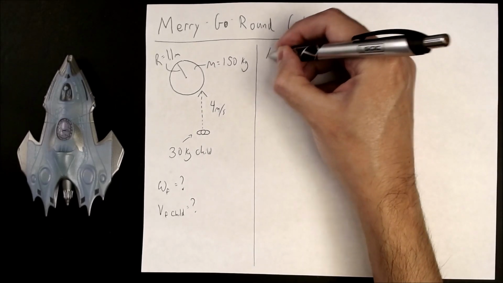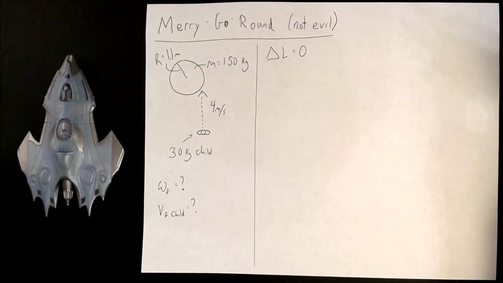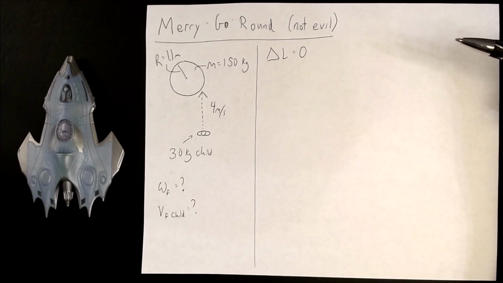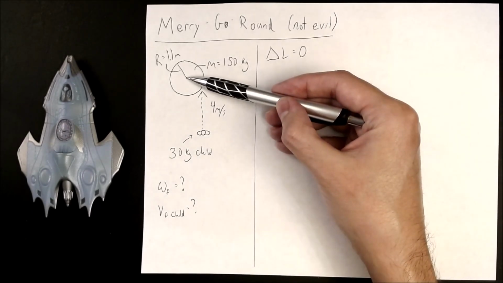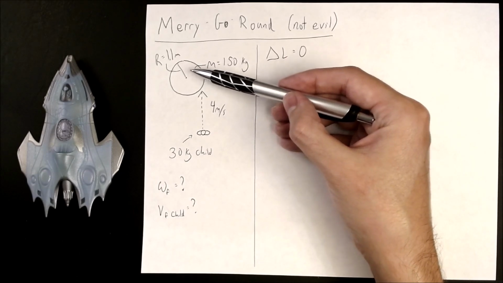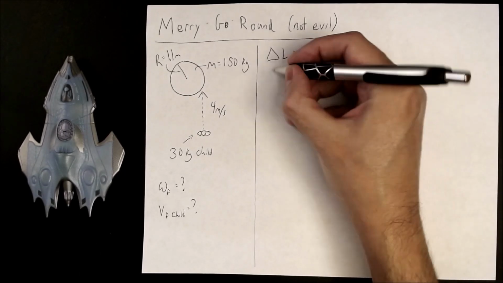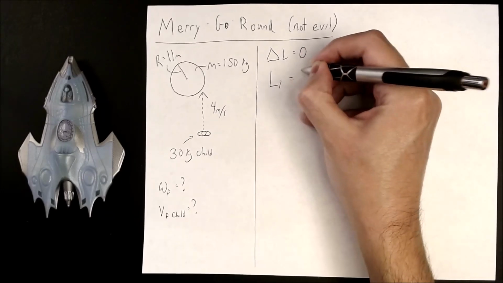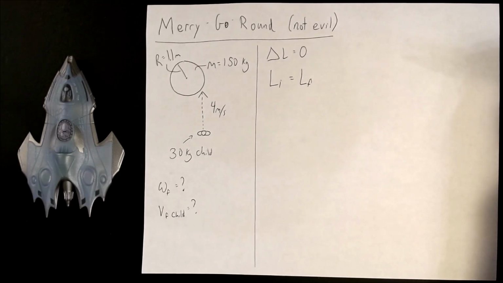Should I say delta L equals 0? Well, that's going to be true if there's no outside torques. Are there any outside torques? Well, there could be maybe a little bit of friction there in the spinny thing, but I never mentioned anything, so we're just going to assume that there's no outside torques. So delta L is equal to 0. That means that L initial is equal to L final. The initial angular momentum is equal to the final angular momentum.